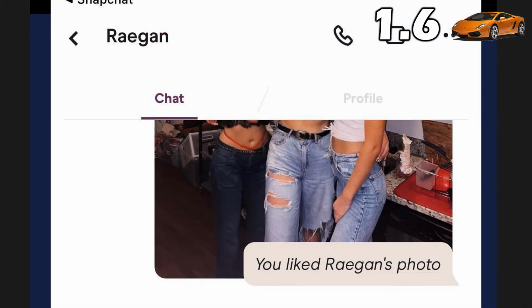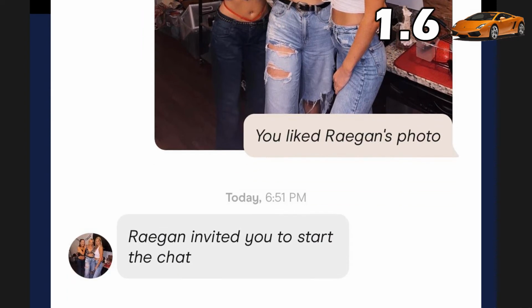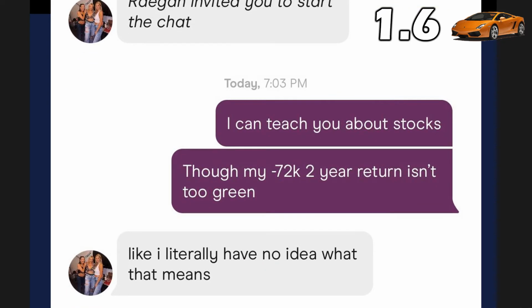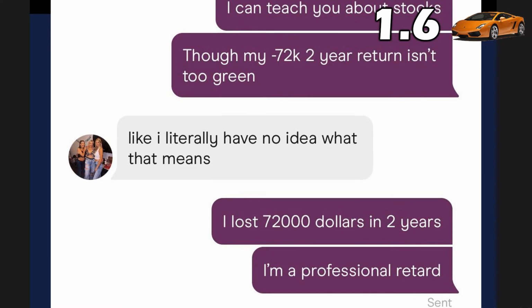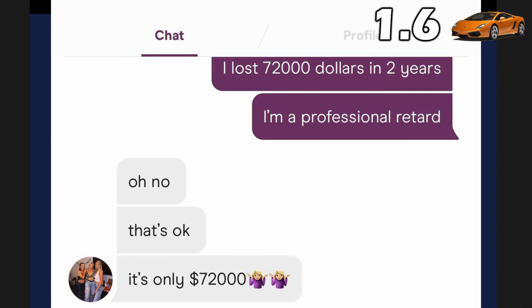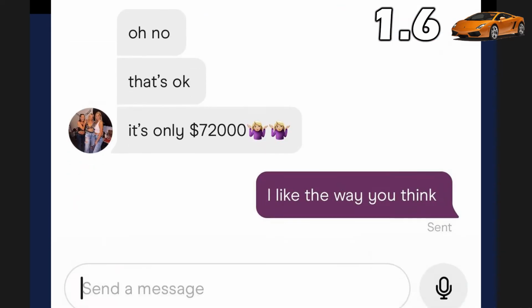You like Reagan's photo. Reagan invited you to start the chat. I can teach you about stocks, though my minus 72k 2 year return isn't too green. Like, I literally have no idea what it means. I lost $70,000 in 2 years. I'm a professional retard. Oh no, that's okay. It's only $72,000. I like the way you think.